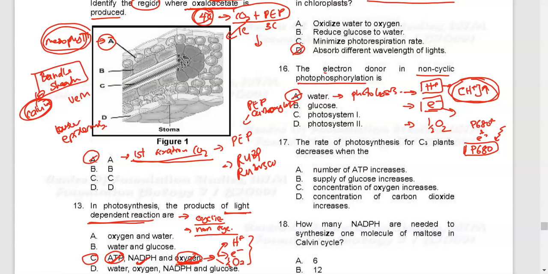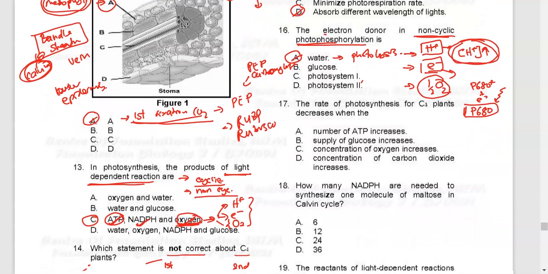So from this half oxygen molecule, it combines with another half oxygen molecule to produce one oxygen molecule, which is the byproduct of photosynthesis basically. So oxygen molecule is produced basically during non-cyclic photophosphorylation.